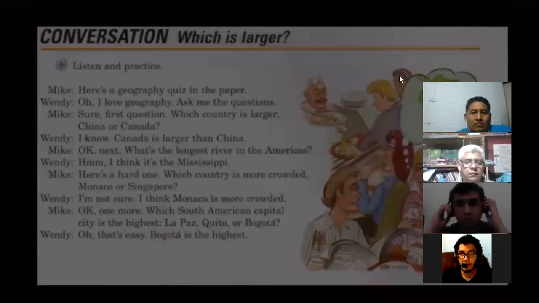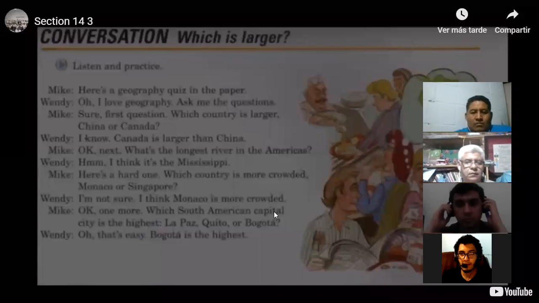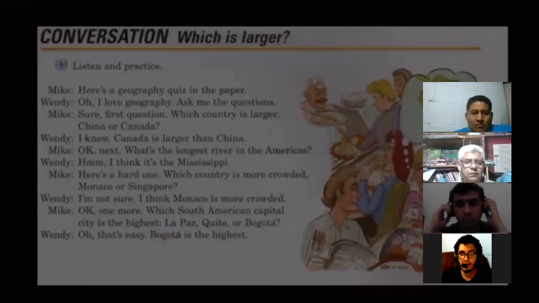Here's a geography quiz in the paper. Oh, I love geography. Ask me the questions. Sure. First question. Which country is larger, China or Canada? I know. Canada is larger than China. Okay, next. What's the longest river in the Americas? I think it's the Mississippi. Here's a hard one. Which country is more crowded, Monaco or Singapore? I'm not sure. I think Monaco is more crowded.